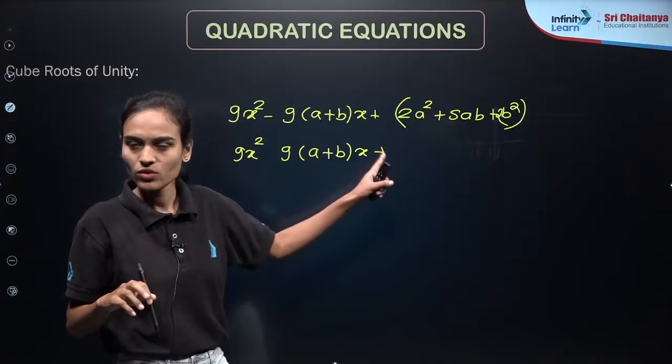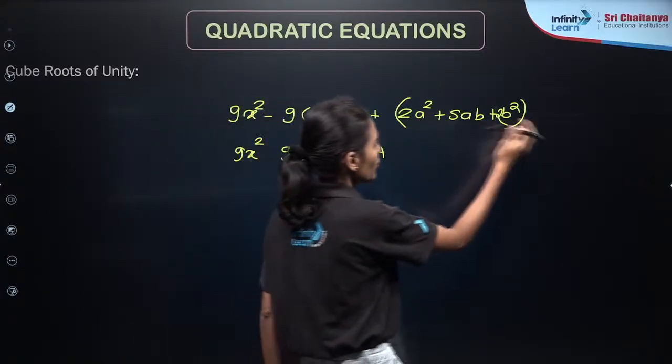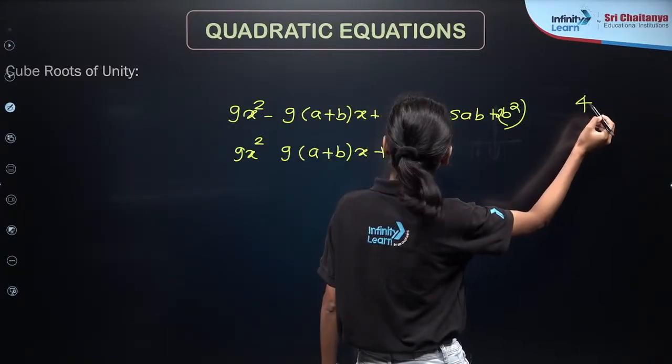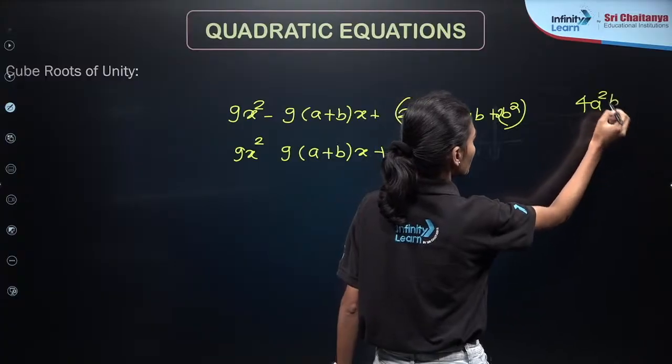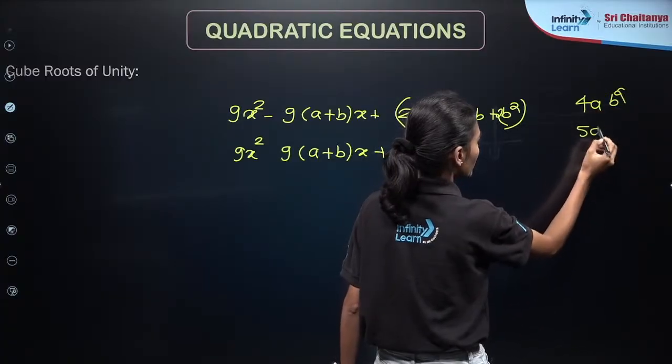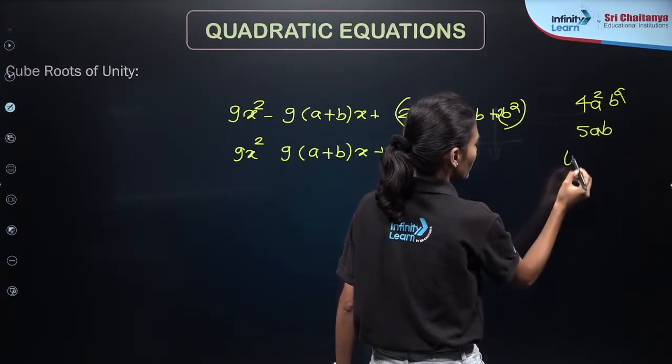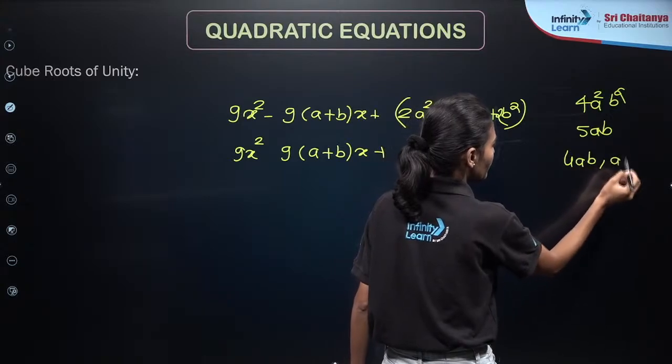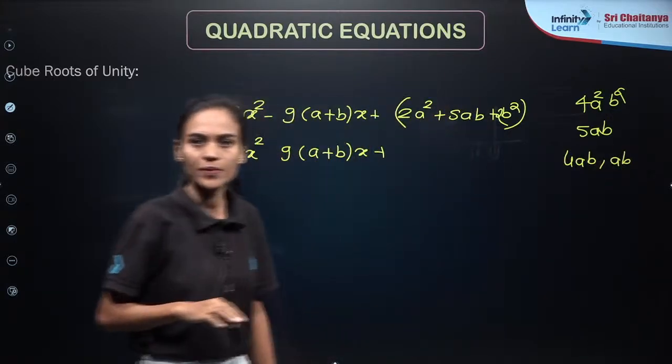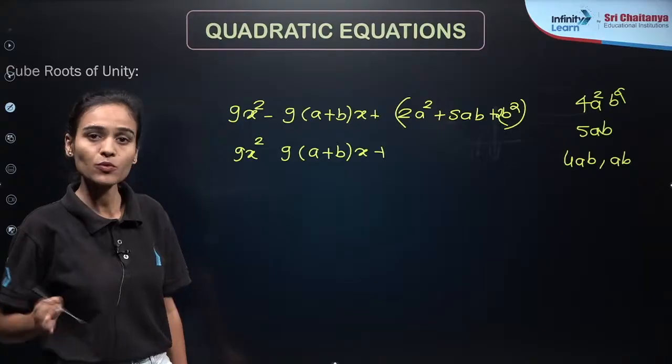So now you can do this, right? Because here you want your multiplication to be 2 into 2, 4, a square into b square, and addition to be 5ab. So numbers will be what? 4ab and ab. 4ab plus ab is 5ab, 4ab into ab is 4a square b square.